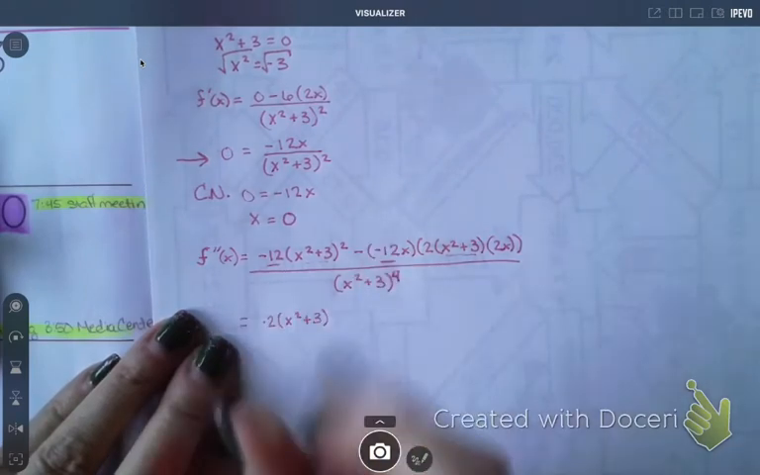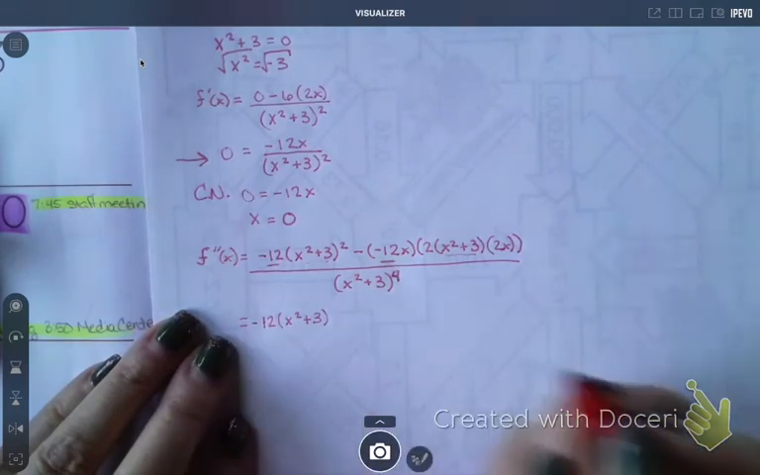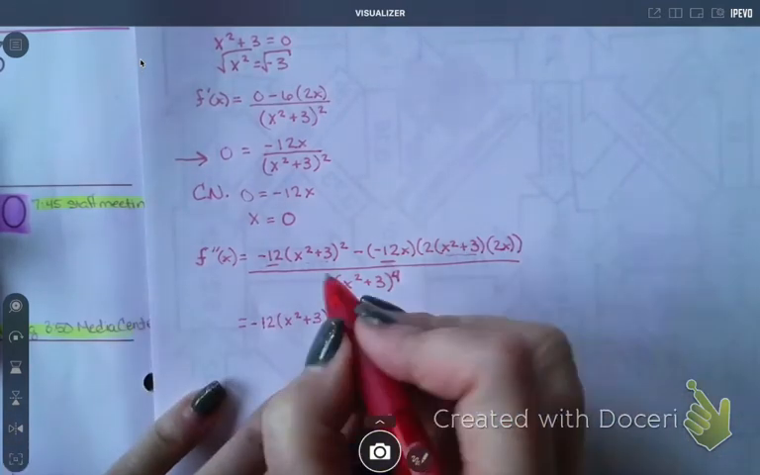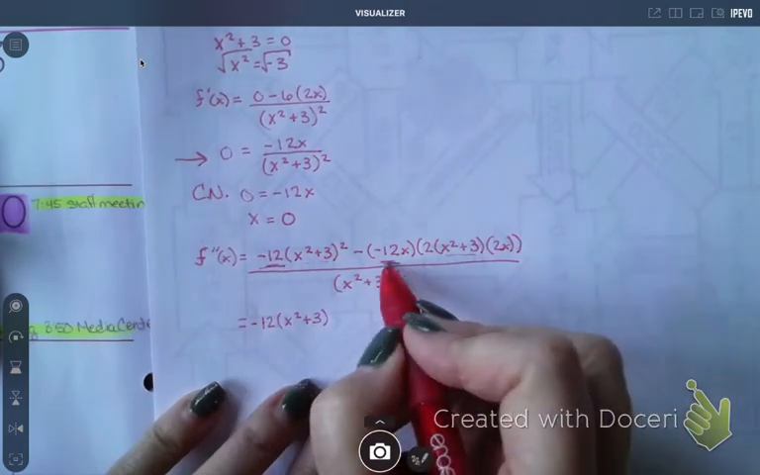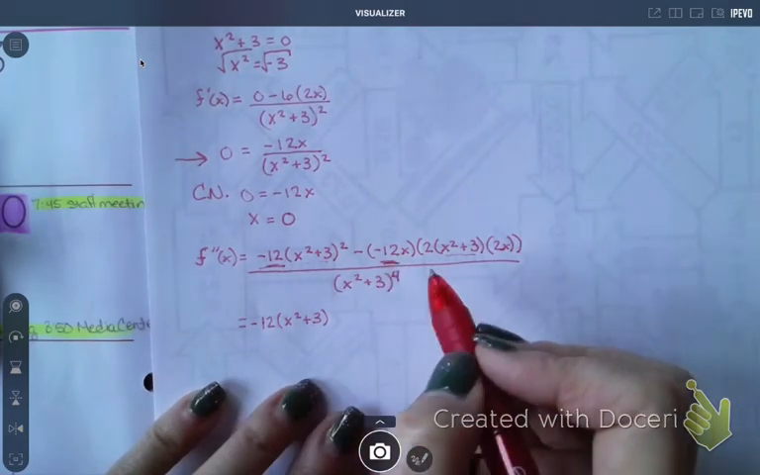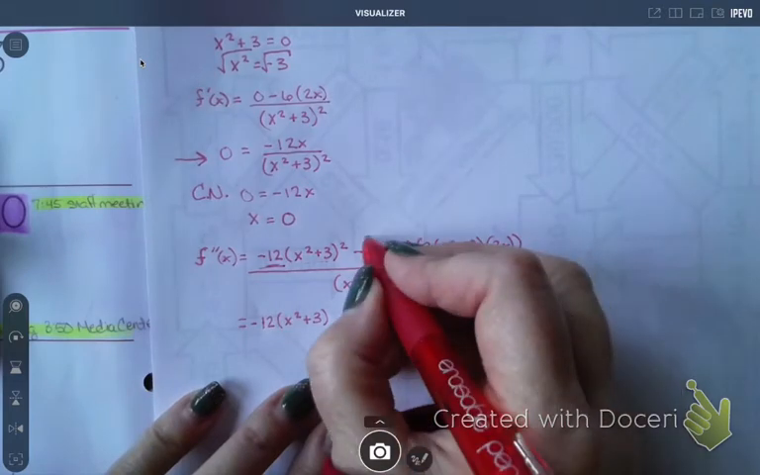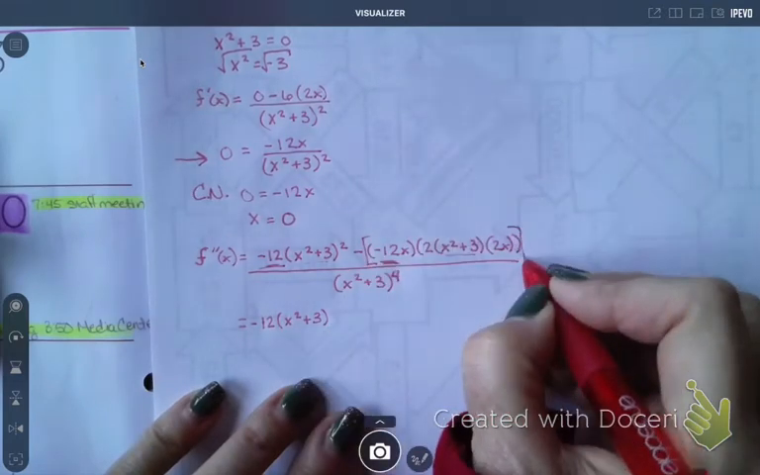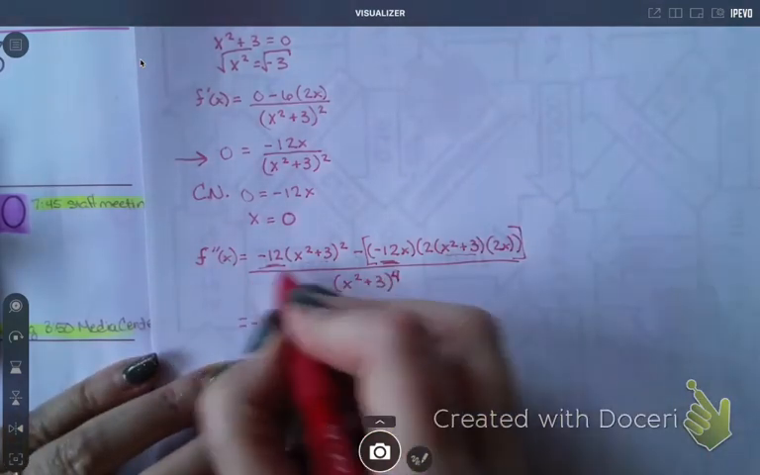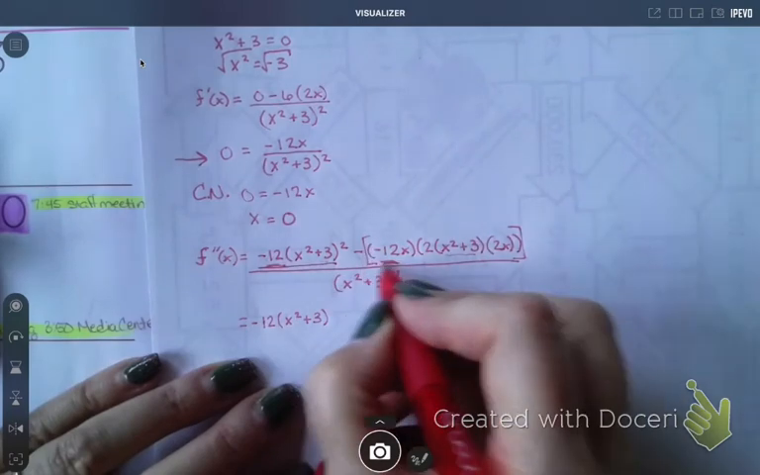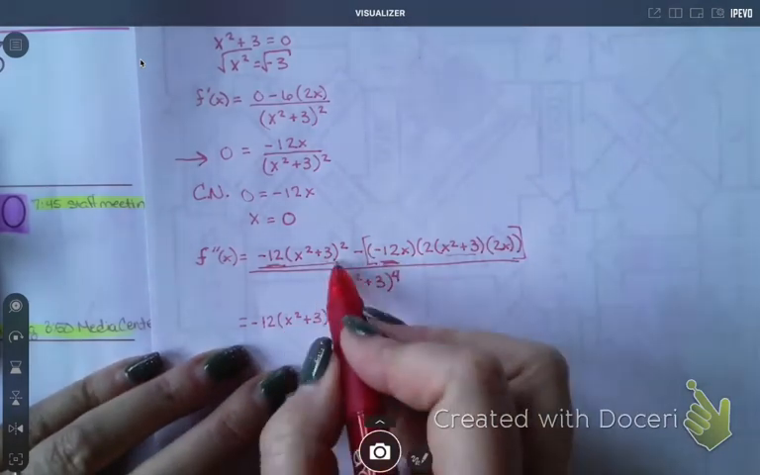I'm so confused right now. I have a negative 12 right here, yes? Do I have a 12 right here? Yeah, but isn't that subtraction? Well, it's subtract all this multiplied. Okay, so it's fine, because this is one term and this is another term. And I can also take out x squared plus 3 to the first.